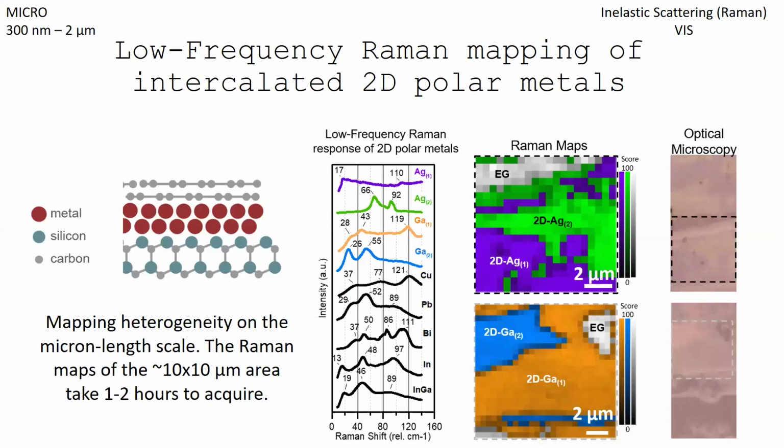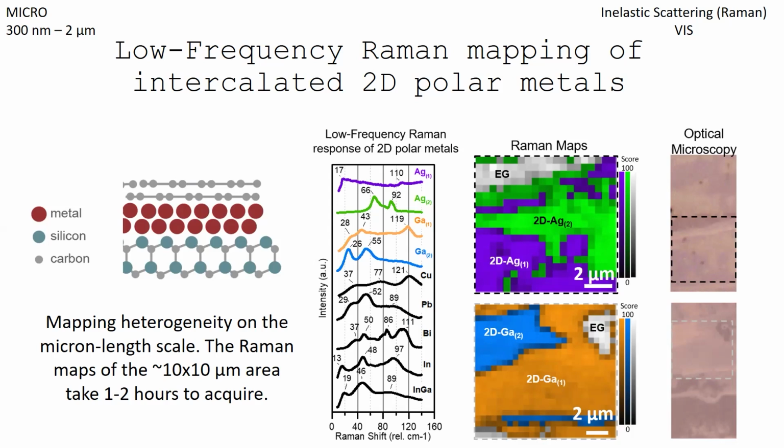So stepping down now into the micro scale. So now we're submicron, focusing this light through a lens. In this case, this is Raman spectroscopy again. This project is one of the IRG projects funded at Penn State, which is referred to as 2D polar metals, where these metals are actually intercalated between a layer of graphene and silicon carbide.